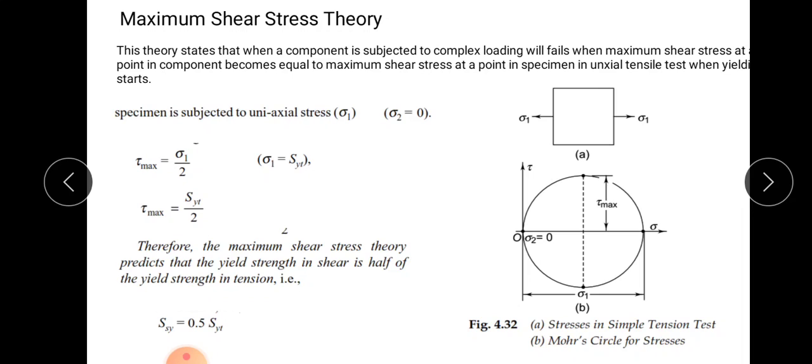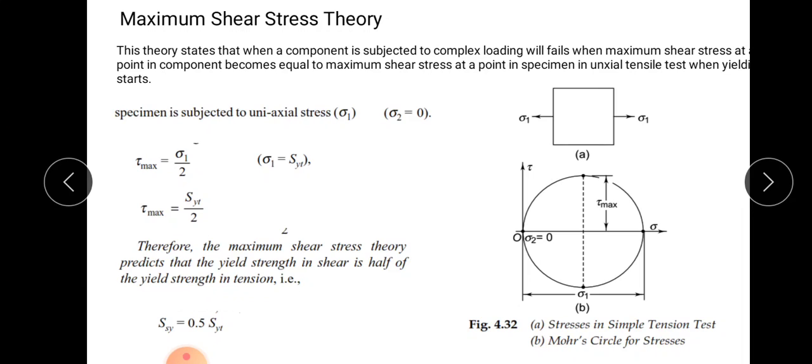Now one more point I would like to add is that experimental investigation suggests that the maximum shear stress theory gives good predictions for brittle materials, but it is not recommended for ductile materials. So for brittle materials this theory is more suitable as compared to ductile materials, right? This is what the experimental investigation suggests.